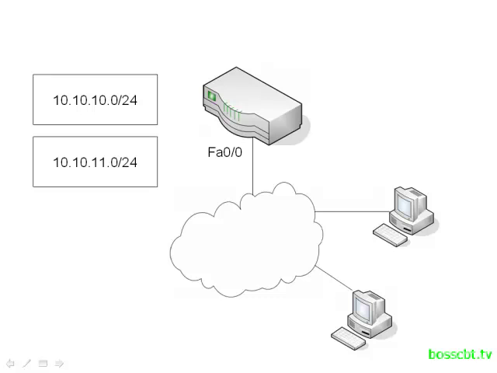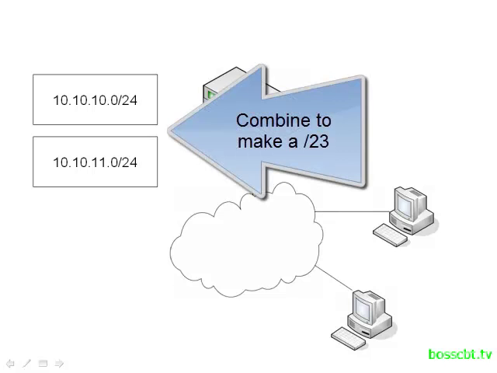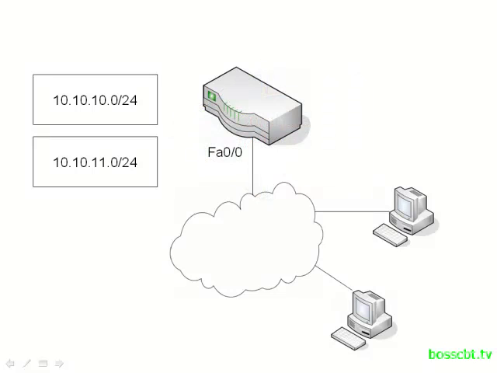Oftentimes in production environments, IP allocations are used up. So you might go for the next available subnet in order to have a contiguous assignment so you can combine them together. But this 10.10.11.0/24 might have already been assigned somewhere else in the network, so it's not available to be used. So you look for one that is available. And let's say this is the next available IP subnet we can use.